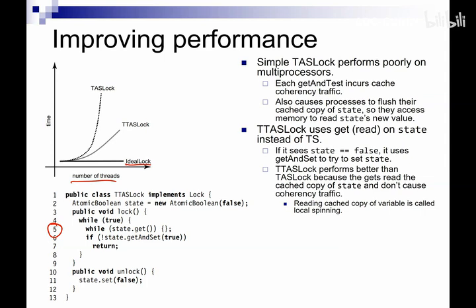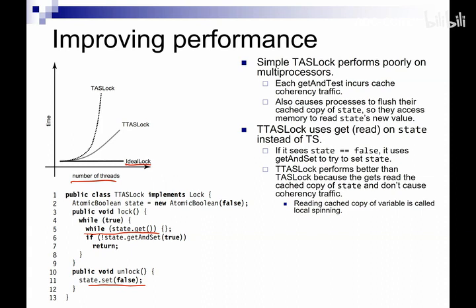So this algorithm is basically reading the state. Is it true or not? If it's true, I wait. Eventually, whoever is in the critical section is going to unlock and set state to be false. At that point, the cache coherency hardware is going to inform the waiting processes that state is now false. So when I do the get, I'm going to read false. As soon as I read false, I go on to line 6 over here, and I try to be the first one to set state to be true.